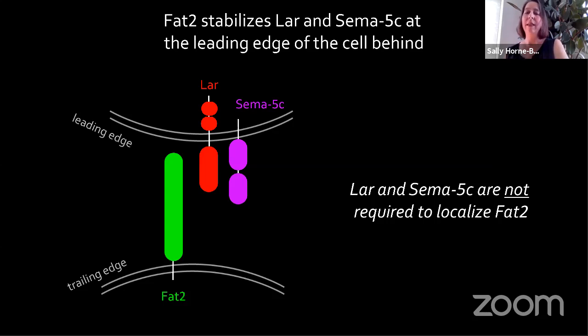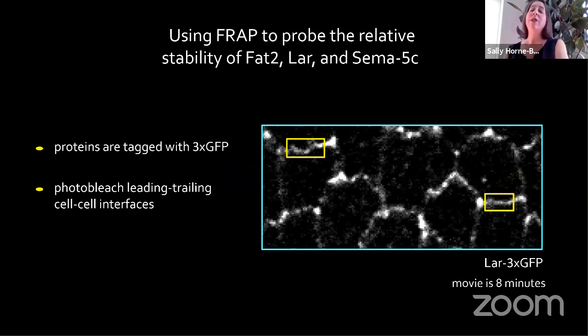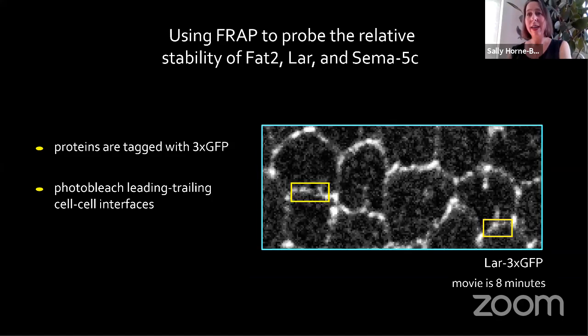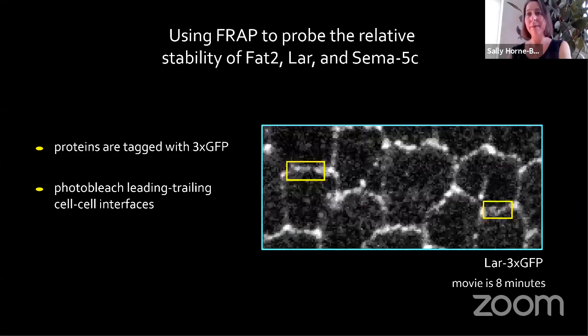And so we wanted to look at this a little more closely by looking at the relative stability of these proteins in a FRAP assay. Okay, so at this point, we have all three of these proteins endogenously tagged with 3 copies of DFP, so we can do direct comparisons between them. And what I'm going to show you is a FRAP experiment where we're going to photobleach the cell-cell interfaces that are highlighted by the yellow boxes on the screen. And as this movie plays, you can see the flash of the photobleach, and then the fact that LAR is returning to the tissue relatively quickly.